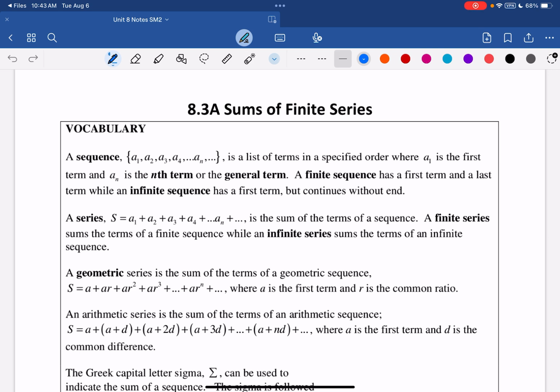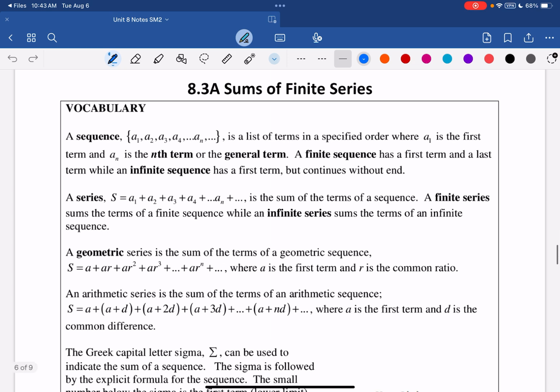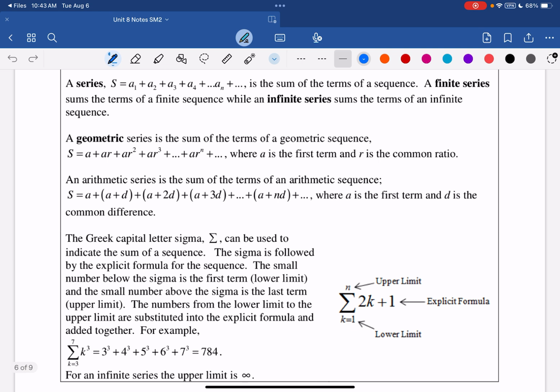A finite sequence has a first term and a last term. An infinite sequence has a first term and then no necessarily ending term. A series is the sum of the terms in a sequence. A finite series is the sum of the terms of a finite sequence, and an infinite series sums the terms of an infinite sequence. We also had geometric and arithmetic sequences and series, so we'll go over those as we look at them a little more in depth.